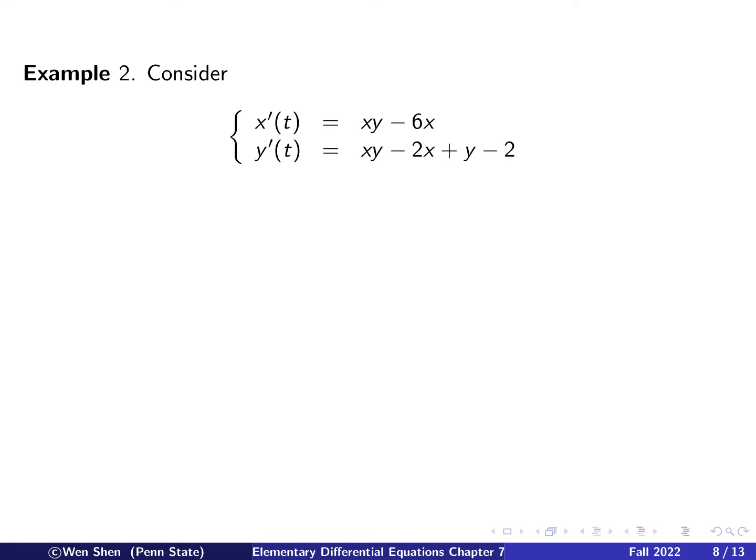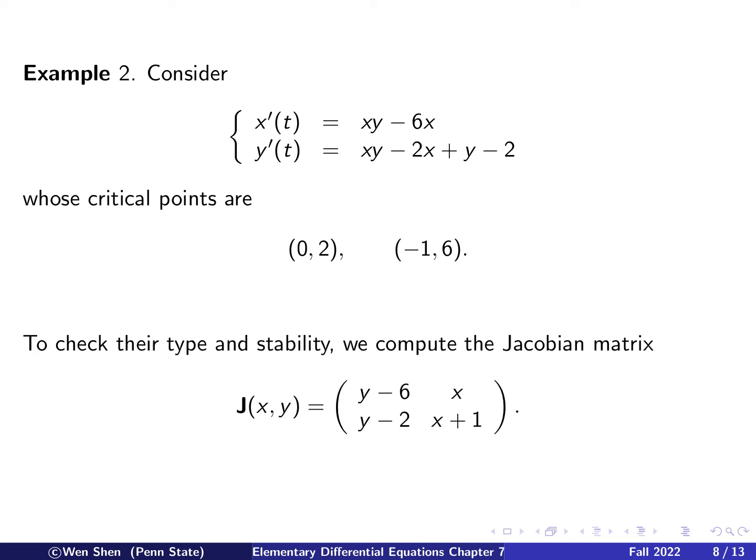Now let's consider our second example. And here is the system. It's also one system that we have done before, and we have calculated the critical points. So from a previous example, we know there are two critical points, (0, 2) and (-1, 6). So we know that the procedure to carry out the calculation is the same as example 1.